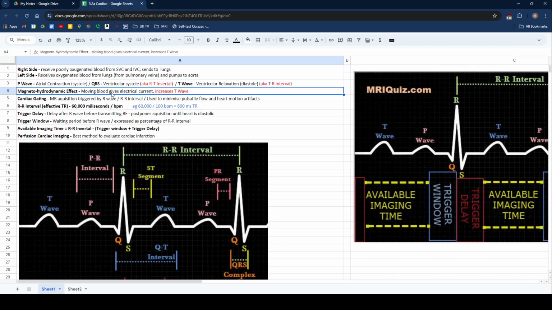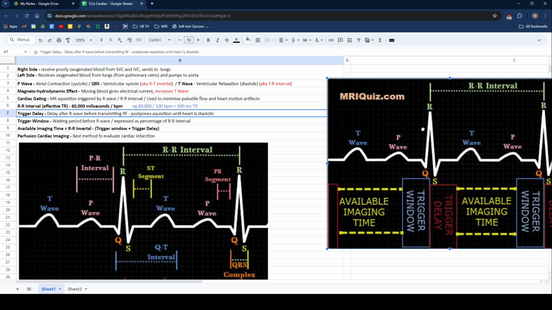Magnetohydrodynamic effect: moving blood gives electrical current and increases your T wave. In cardiac gating, the MR acquisition is triggered by the R wave using the RR interval, used to minimize pulsation, flow, and heart motion artifacts. RR interval, effective TR. To calculate this, you do 60,000 milliseconds divided by beats per minute. So 60,000 divided by 100 beats per minute will give 600 milliseconds TR for your RR interval.